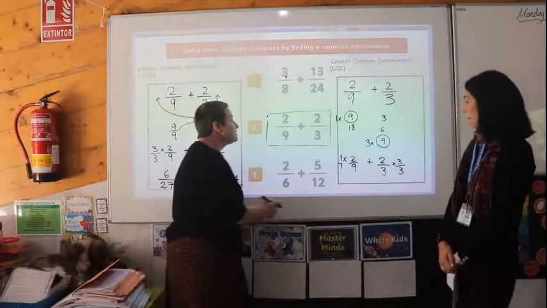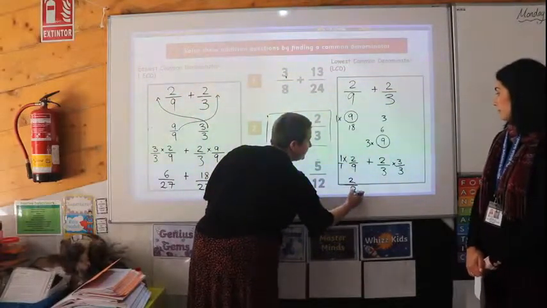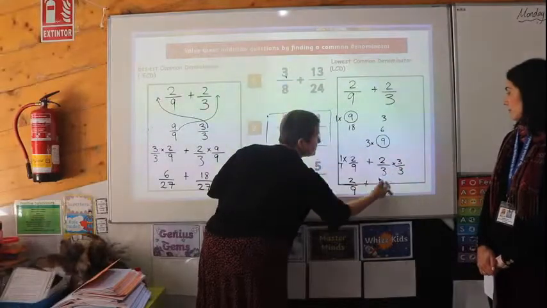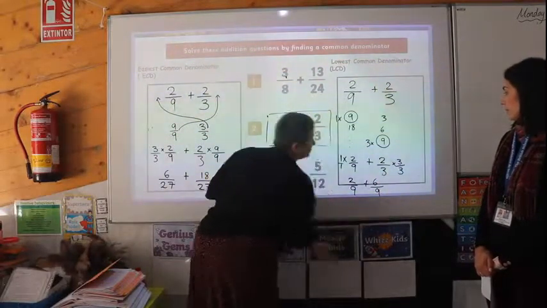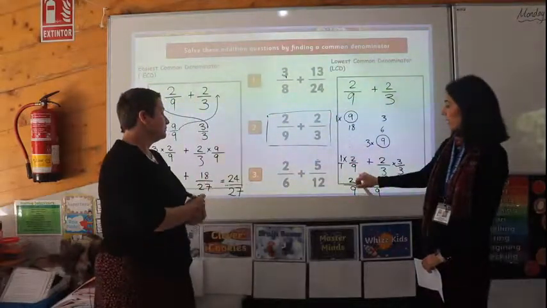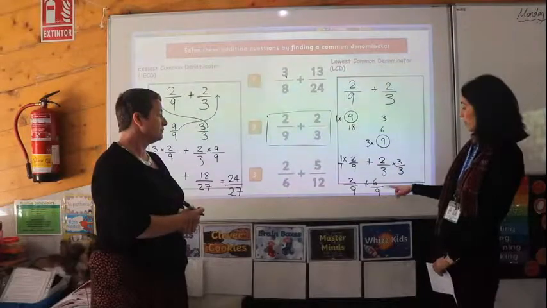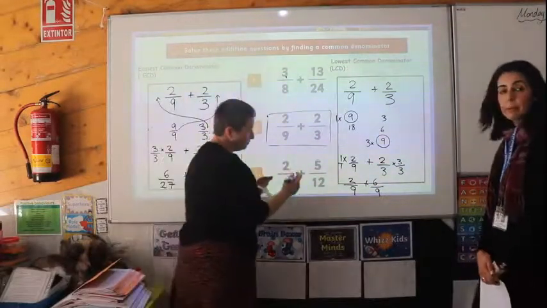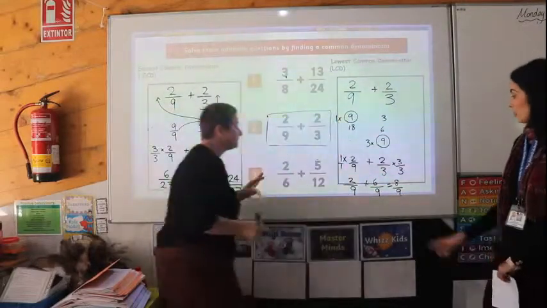Which gives us 1 times 2, which is 2, 1 times 9, which is 9, adding 2 times 3, which is 6, and 3 times 3, which is 9. Ahora sí haríamos las multiplicaciones, 2 por 1, 2, 9 por 1, 9, 2 por 3, 6 y 3 por 3, 9. Ya hemos conseguido el mismo denominador. Which equals 8/9. Y hacemos la suma.